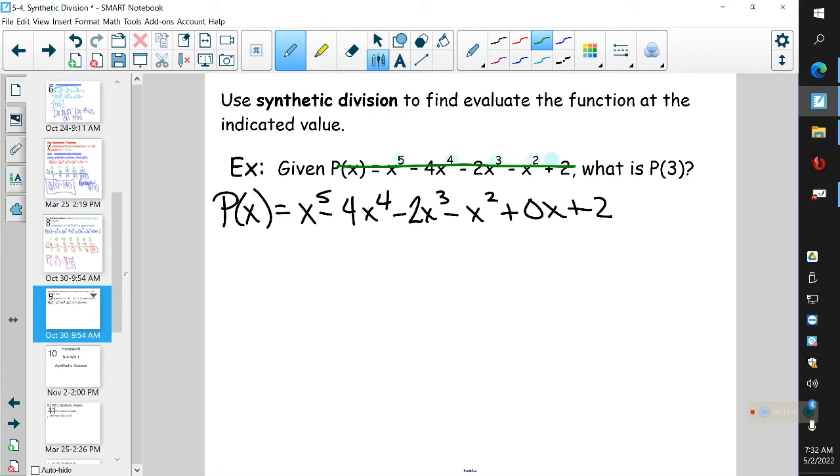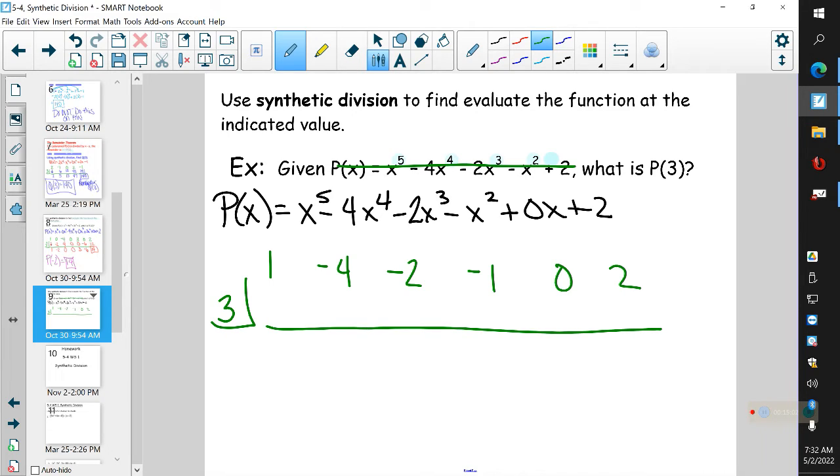I'm no longer using this one. Now I'm going to do 3 in my half box. I have a 1, a negative 4, a negative 2, a negative 1, 0, and a 2. Remember, you are dropping the signs down with the numbers that are to the left of them. So I drop down the 1. 1 times 3 is 3. Negative 4 and 3 gives me negative 1.